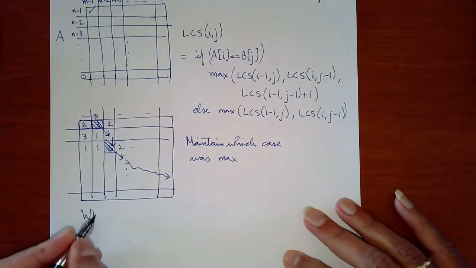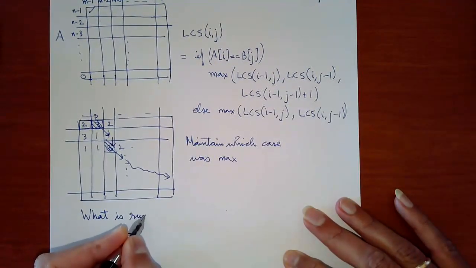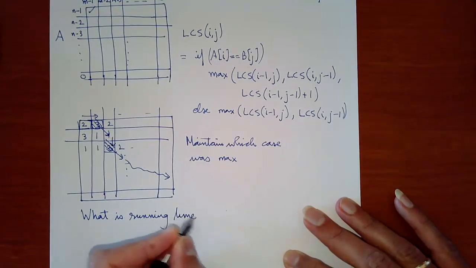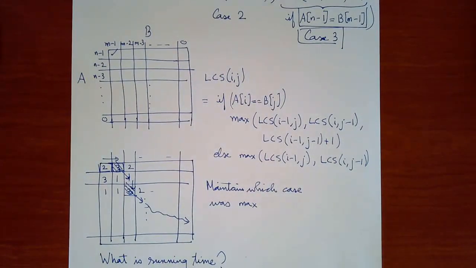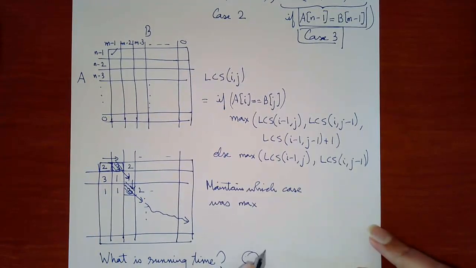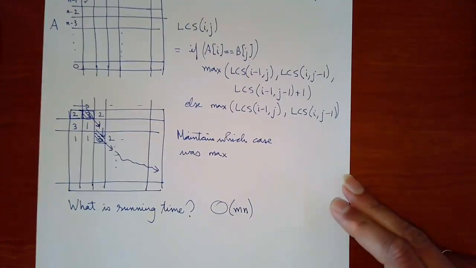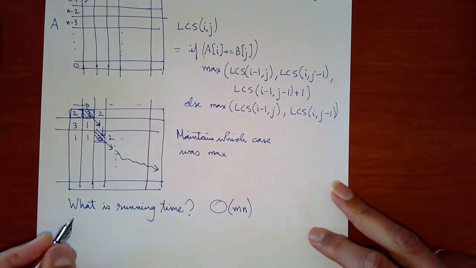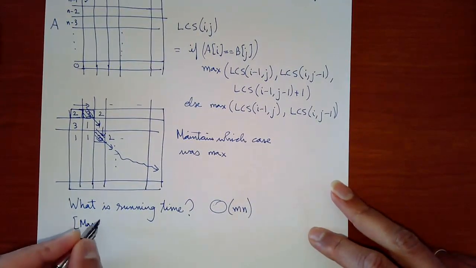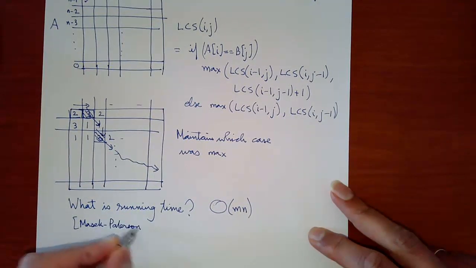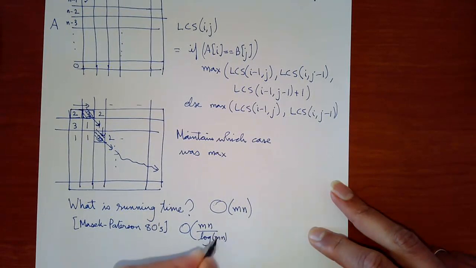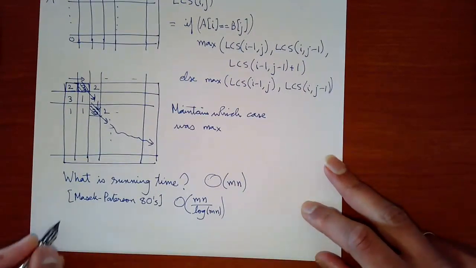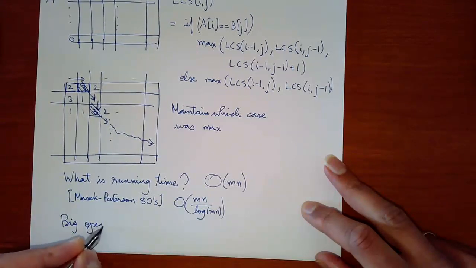So what is the running time? This is n and this is m. What is the running time? M times n. O of m times n. And what is known? I believe this is Masek and Paterson, I think in the 80s, who showed that you can actually get mn divided by log mn. It's a big open question whether you can beat this bound.